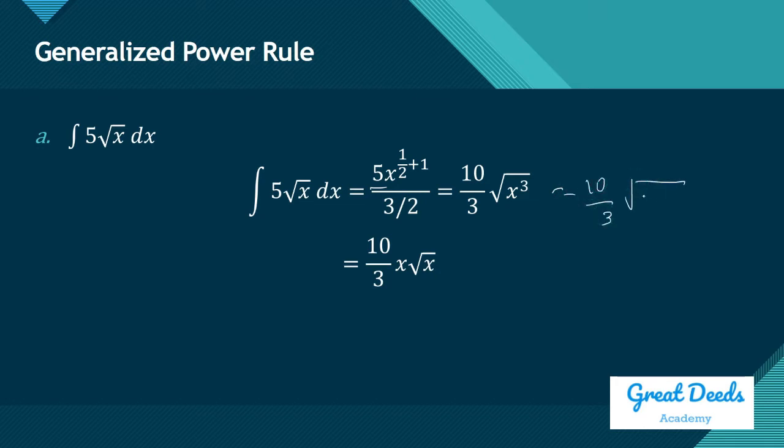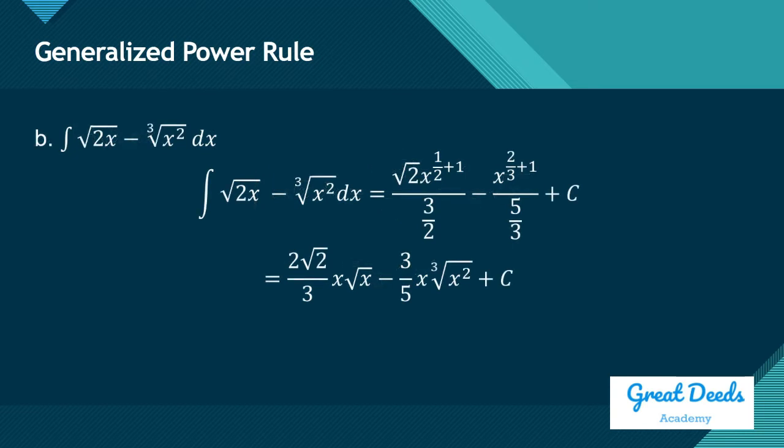We can write that as x squared times x, the square root of x squared times x. And so the square root of x squared is x and times square root of x plus c. So I forgot to write plus c.